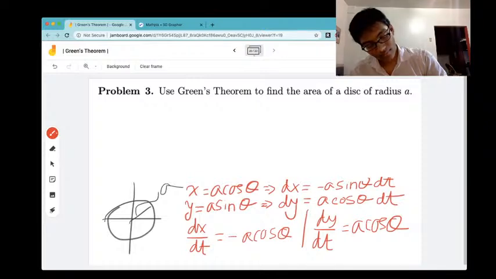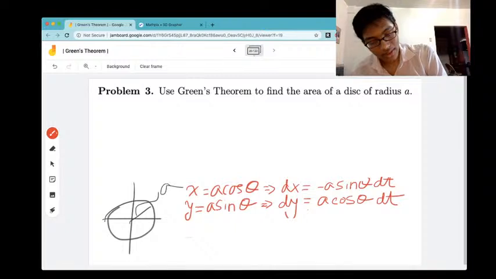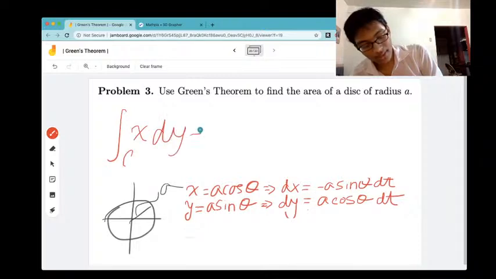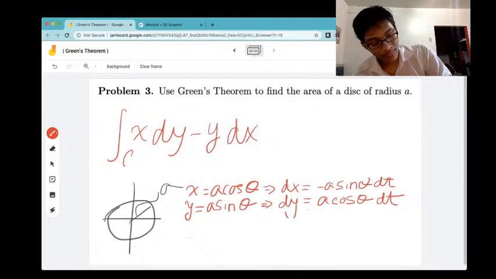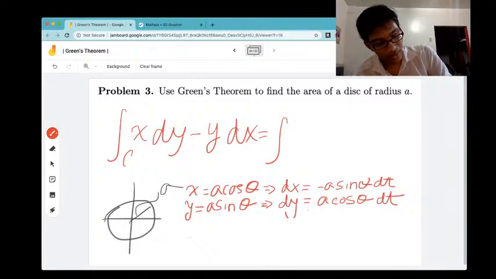So let's go back to where we started. Well, we started with what? Let's start with an analog of Green's theorem, which tells us that I'll have x dy minus y dx. Then I can just plug in everything, right? X, of course, being a cosine theta, but dy being a cosine theta dt. So, wow, I'm going to need a lot of space for this.